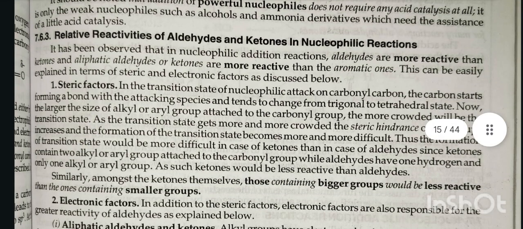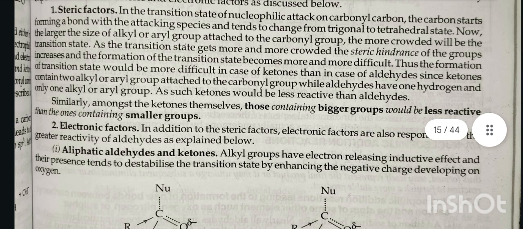Relative reactivity of aldehydes and ketones in nucleophilic reactions. It has been observed that in nucleophilic addition reactions, aldehydes are more reactive than ketones, and aliphatic aldehydes or ketones are more reactive than aromatic ones. This can be easily explained in terms of steric or electronic factors, as discussed below.